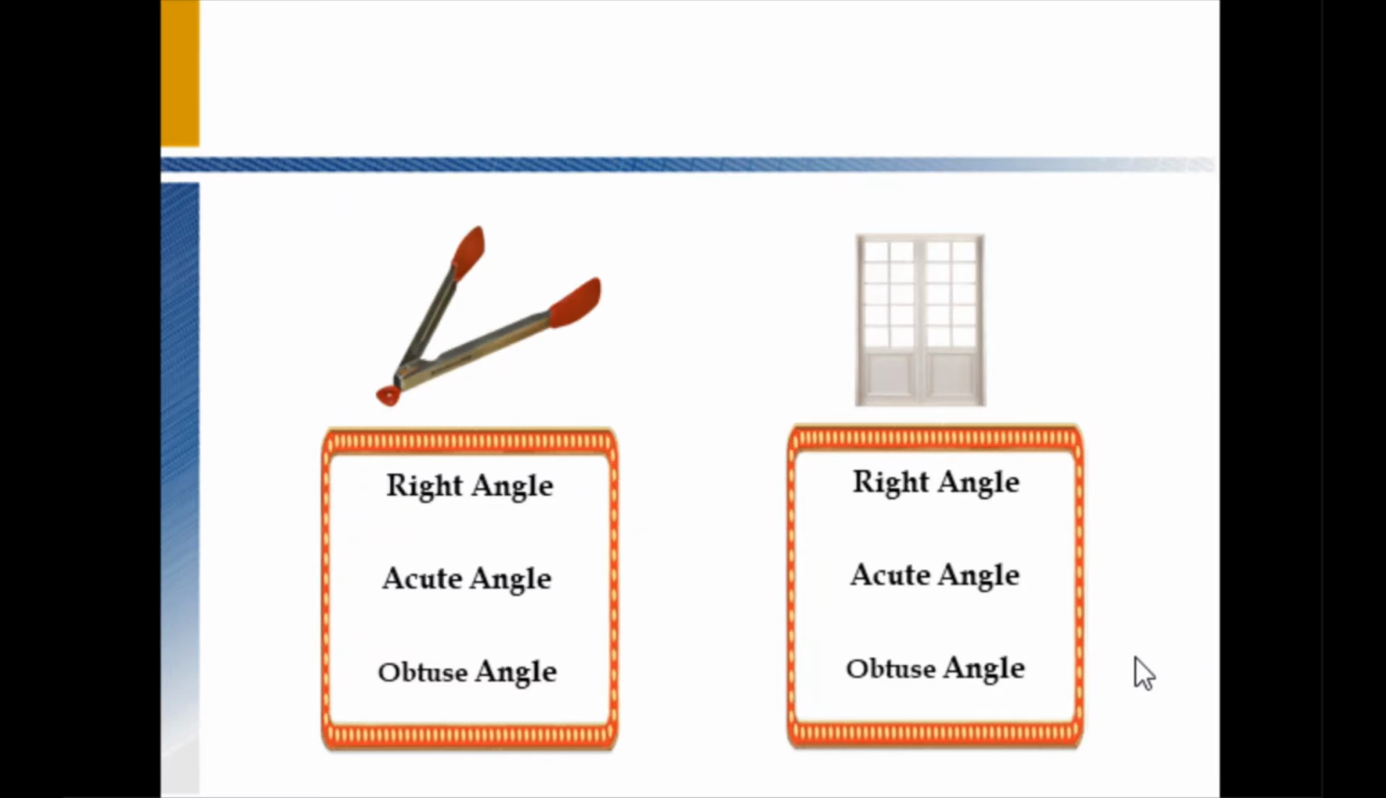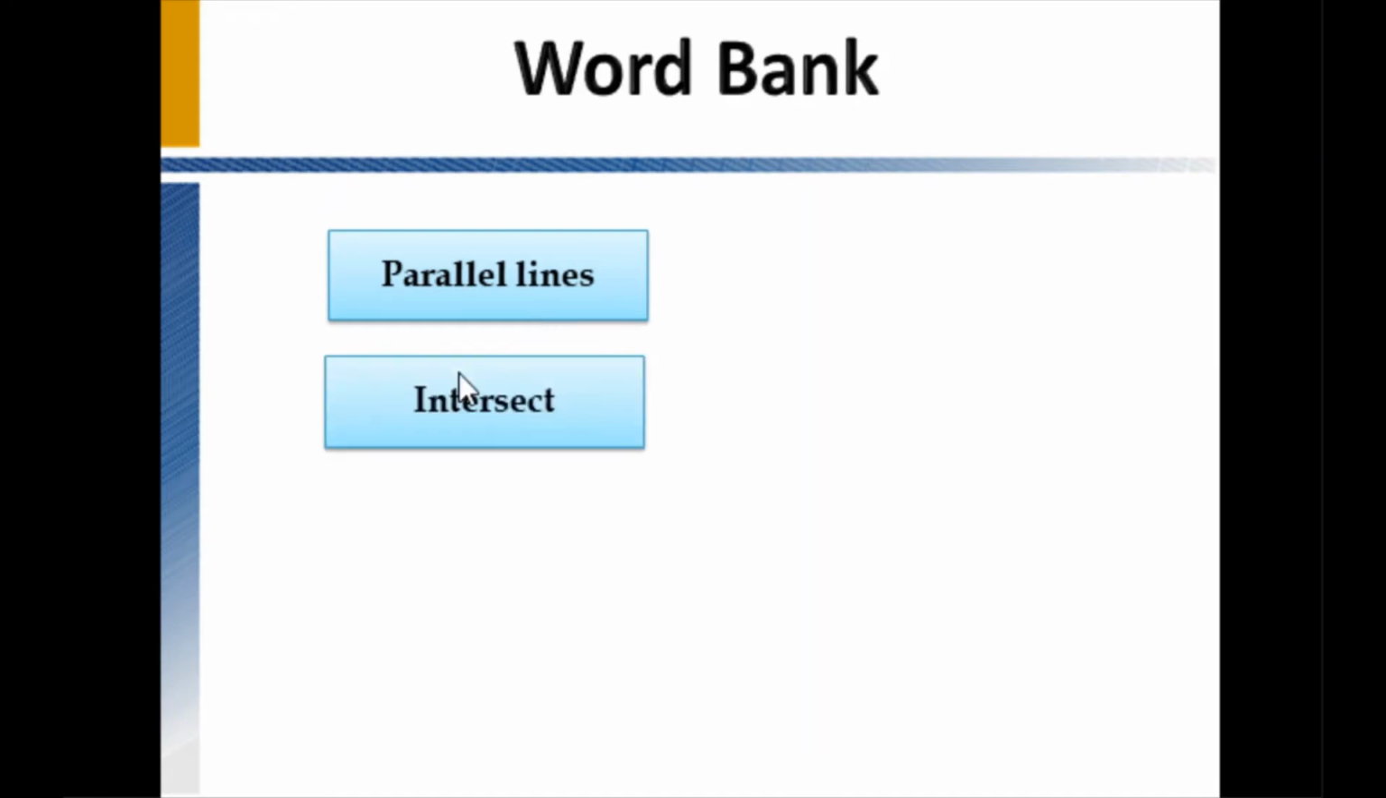Now let's have the word bank. I will say the words first and you repeat after me. First, we have parallel lines. Parallel lines. The parallel lines are those lines that do not meet each other. Alright?